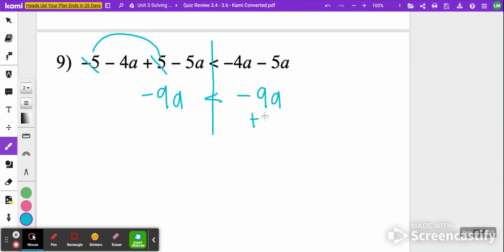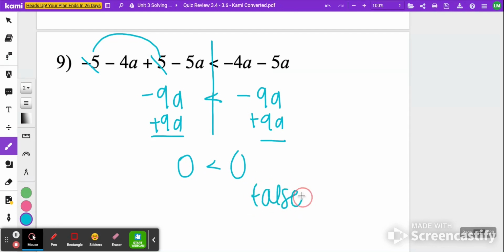If I add negative 9a to both sides, you're going to realize that they cancel out. So then I'm left with 0 is less than 0. So this is when we're going to have a special case or a special inequality. Because of our solution here, 0 is not less than 0. So this is a false statement. And anytime we get a false statement, we have to say no solution.